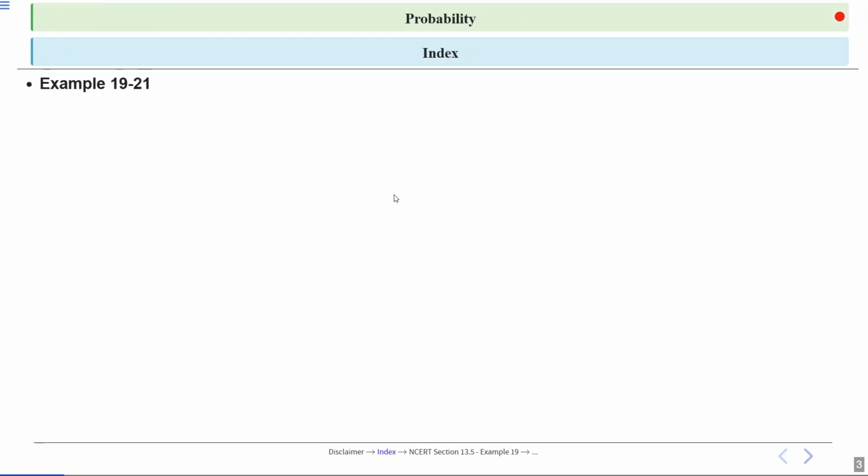In today's lecture, first we discuss example 19 to 21. After that, we will discuss exercise 13.3 question number 1 to 4. I hope you are with your notebooks and pens ready. So let's get started.